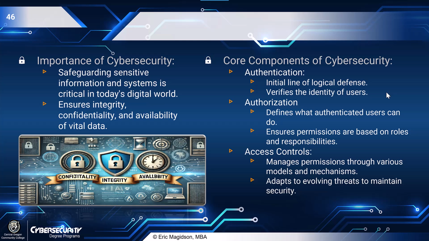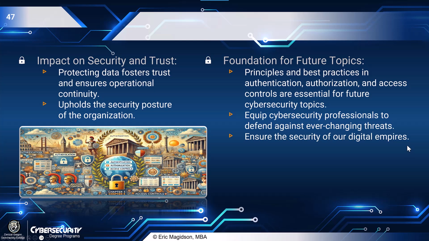So, the initial line of defense verifies the identity of users. Authorization defines what the authenticated users can do, right? So authentication is who they are. Authorization is what they can do. And finally, access control is managing the permissions through various models and mechanisms. What can they do with the file? What can someone else do with the file? It adapts to evolving threats to maintain security. Impact on security and trust, right? The better we protect our data, the more trust our customers have in doing business with us.